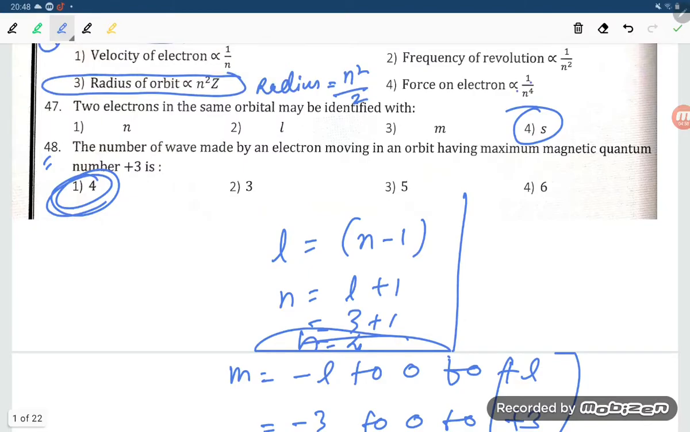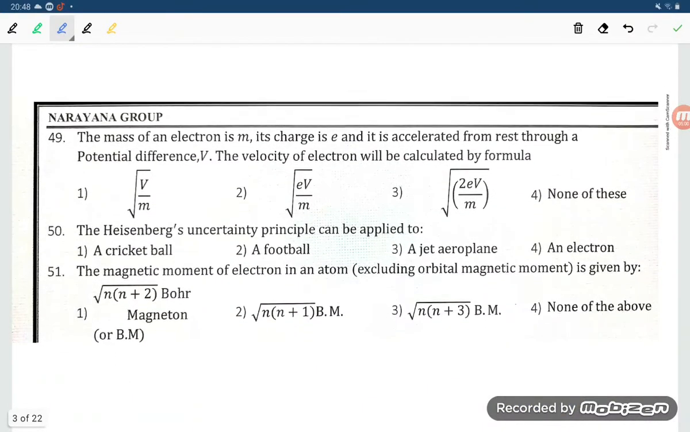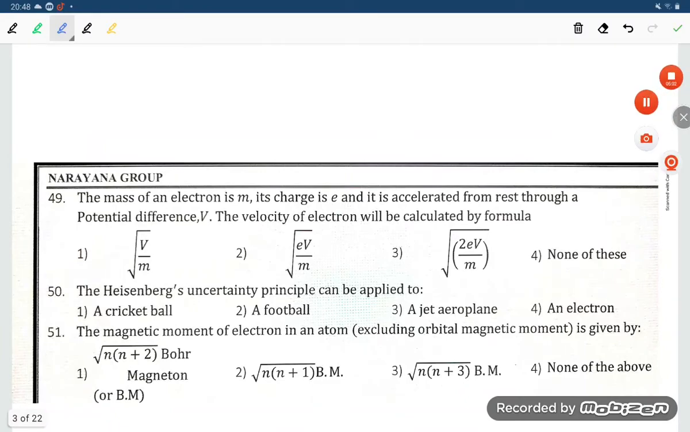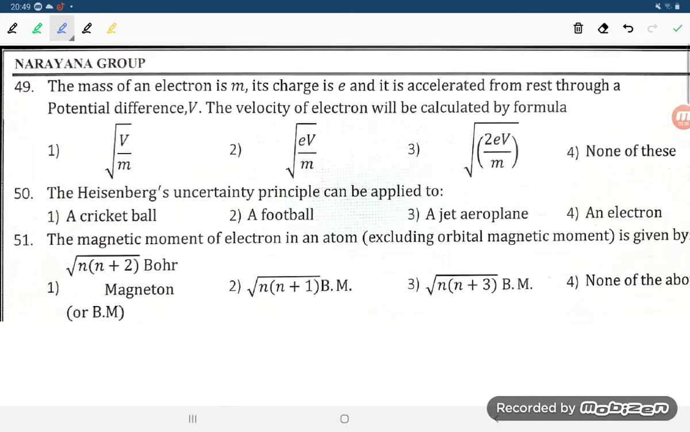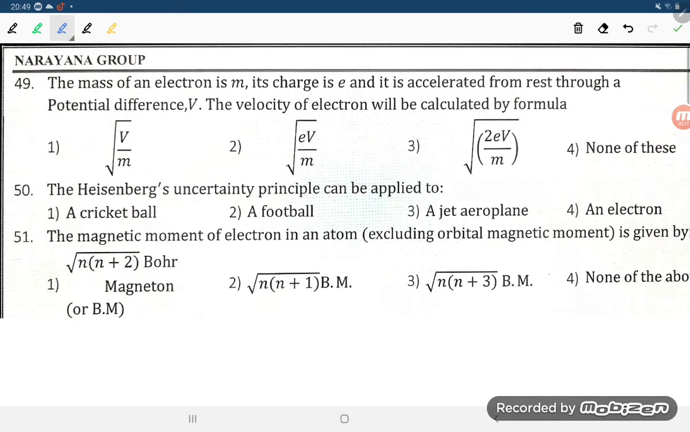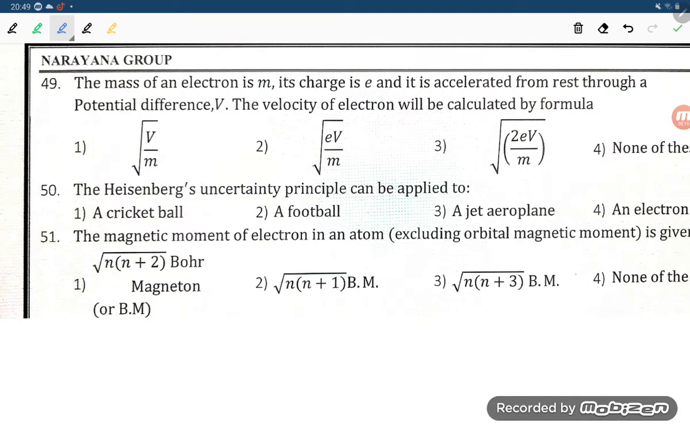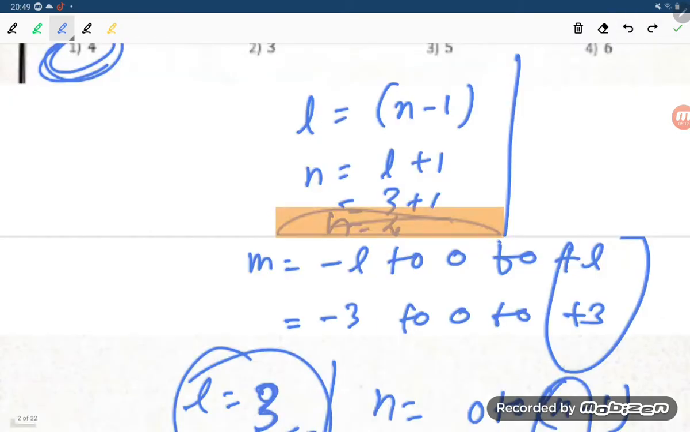Okay, student, now let us see question number 49. What is question number 49? If you see what the question is saying, read out the question: the mass of... The slide is not working, students.